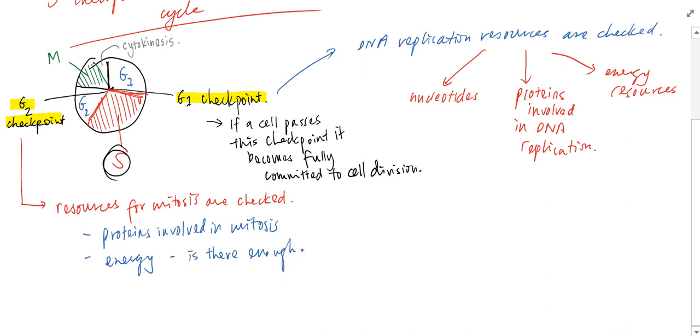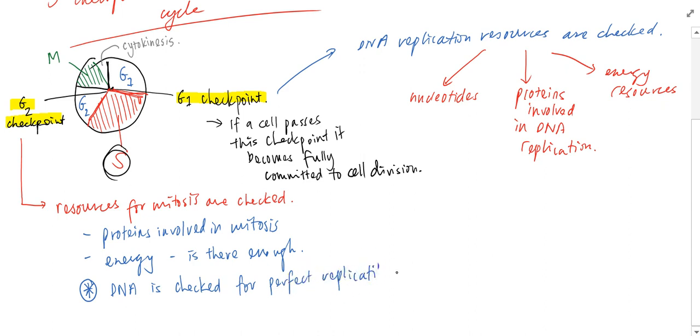But one of the most important things that is checked in G2, I'm going to give this a star because it's really important, is that there are no errors in the DNA. So during the synthesis phase, the DNA was replicated, and it's absolutely essential that the DNA is perfectly replicated. So the DNA is checked at this stage, at this checkpoint, for perfect replication.